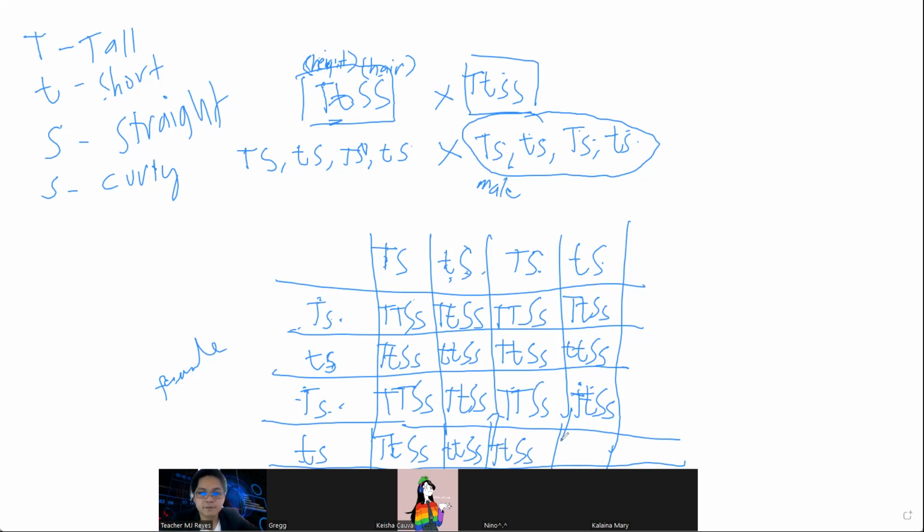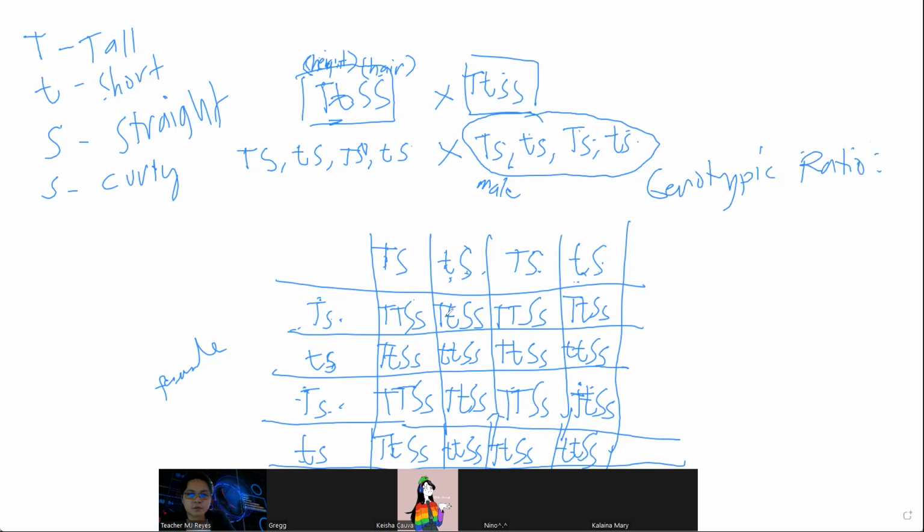Are you still following? And the last quadrant, we have short. All small letter t and capital letter S and small letter s. So we have short and with heterozygous straight hair. So there you go. These are the possible progeny. So how can we get the genotypic ratio here?